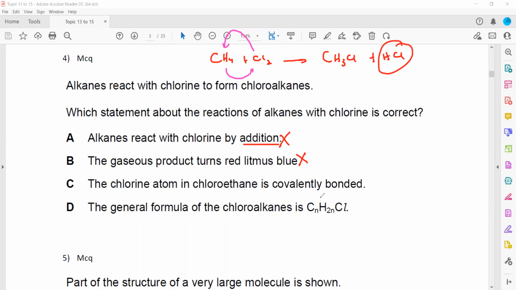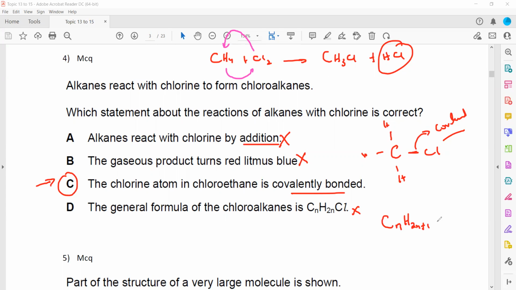The chlorine atom in chloroethane is covalently bonded. That is true, because whenever a bond is between non-metals, like carbon is a non-metal and chlorine is also a non-metal, what kind of bond is this? This is always a covalent bond. So statement C is correct. The general formula for chloroalkane is CnH2nCl. That is wrong. The general formula is CnH2n+1Cl, meaning the number of hydrogens is twice plus 1 as compared to carbon, and there is a chlorine atom. Between the chlorine and the carbon atom, there is a covalent bond. That's why C is the right answer for this.